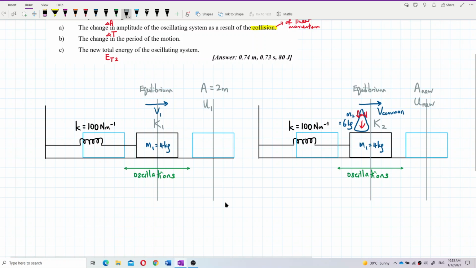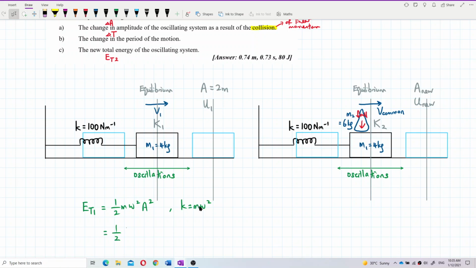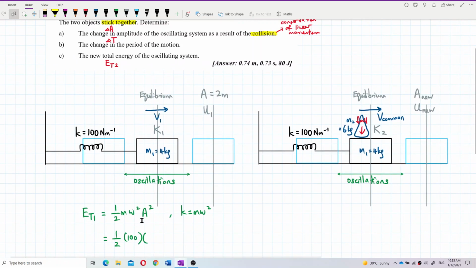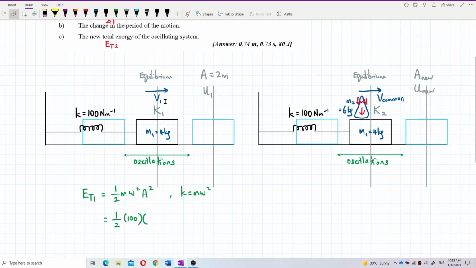So before the object drops onto it, what's the total energy? Let's find out. The total energy initially is half m omega square A square, and we know that k is the m omega square, isn't it? The k itself is the m omega square. Okay, the spring constant, so we can substitute 100 there, and the amplitude is 2 meter. Yeah, the amplitude is 2 meter.